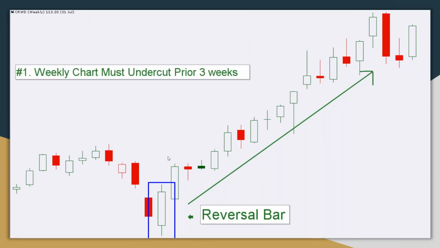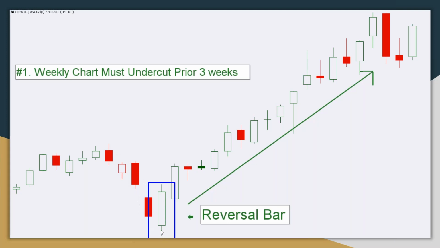Okay, so rule number 1. We're looking at this signal bar right here. Again, this is a weekly chart. The weekly bar must undercut the prior 3 weeks. What does that mean? When I have a swing low like this, you've got to pull back to a swing low. The low of this bar right here needs to be lower than any point in the previous 3 weeks. 1, 2, 3, check. That's a very, very easy rule.